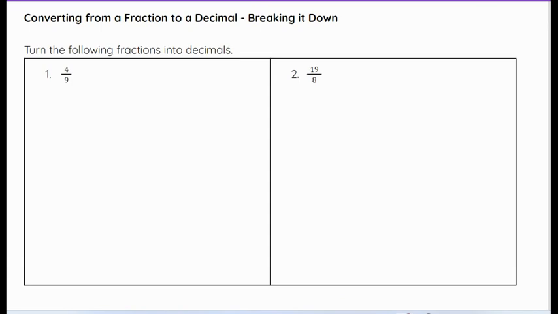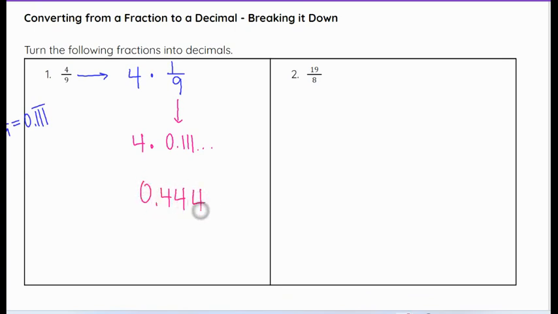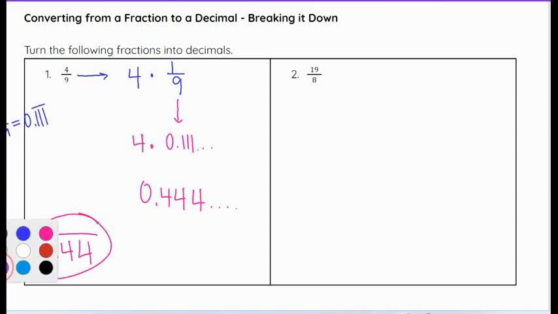So for example, if I don't have 4/9 memorized, but I do have 1/9 memorized, and 1/9 is 0.1 repeating, then I could essentially take this 4/9 and look at it as 4 times 1/9. And if I look at that as 4 times 1/9, and I know 1/9 is 0.111 repeating, if I multiply that by 4, each of these ones times 4 is just going to be 0.444 repeating. So 4/9 is really 0.4 repeating as a decimal.